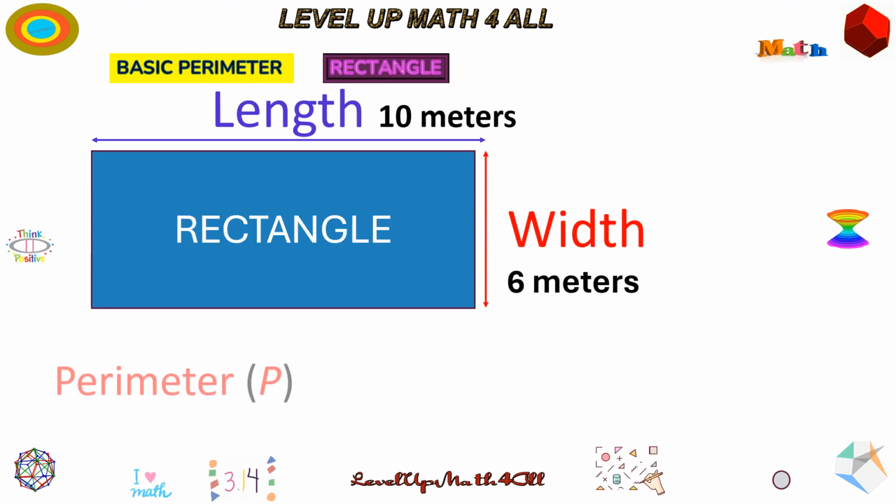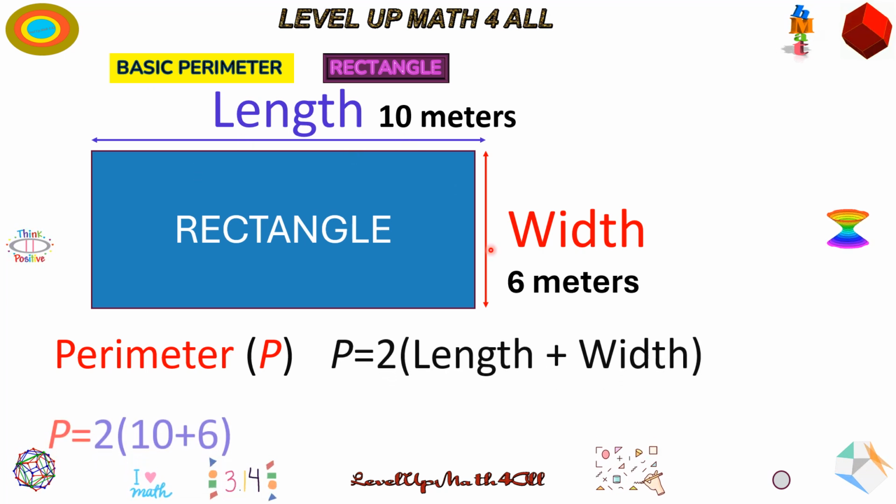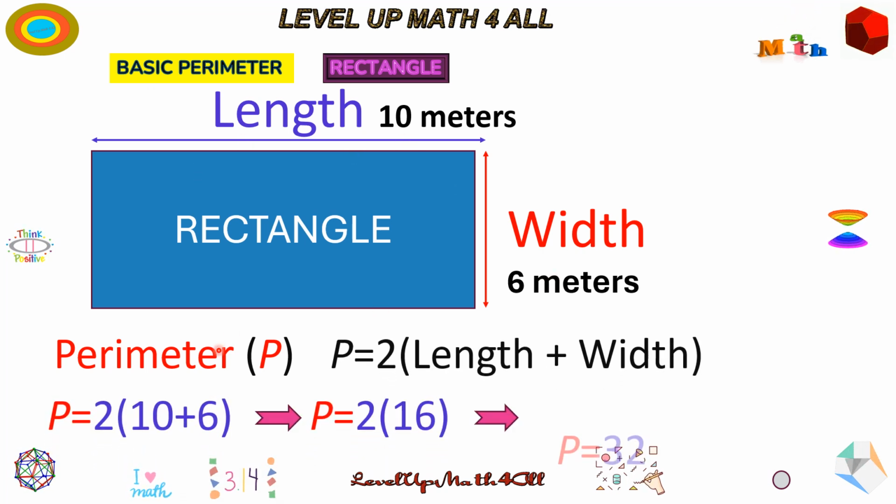For the given problem, the length is 10 meters and the width is 6 meters. The formula for the perimeter of a rectangle is P equals 2 times length plus width. Substituting the values of the length and width, 10 and 6, into the formula, P is 2 times 10 plus 6, which is 2 times 16. 2 times 16 is 32.